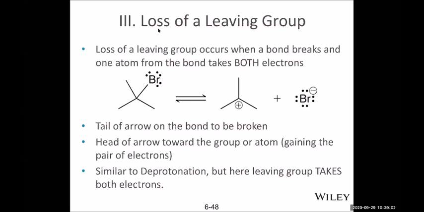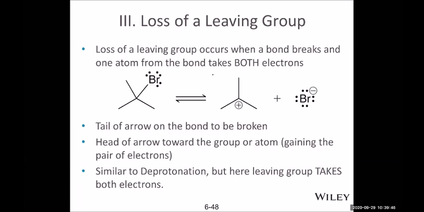The number 3, the third kind of arrow pushing, is loss of a leaving group. It is part of the structure, because of bond breaking, it changes. It's been lost from the main structure. And this actually really happens. It's tert-butyl bromide, and it can become a carbocation and bromide. So for this process, we draw the arrow.